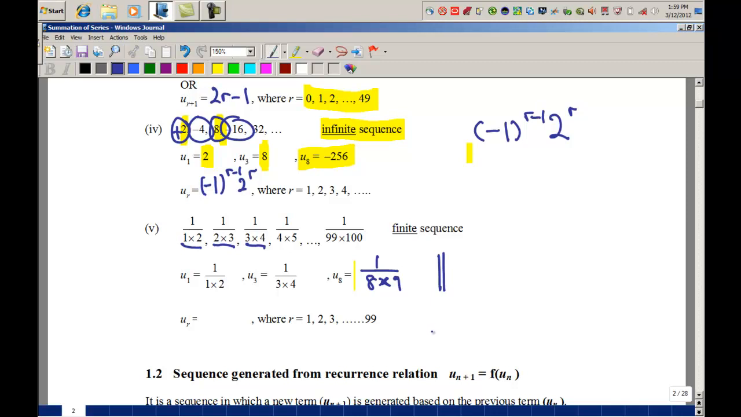In fact, you can write down the general term UR as 1 over R times R plus 1.